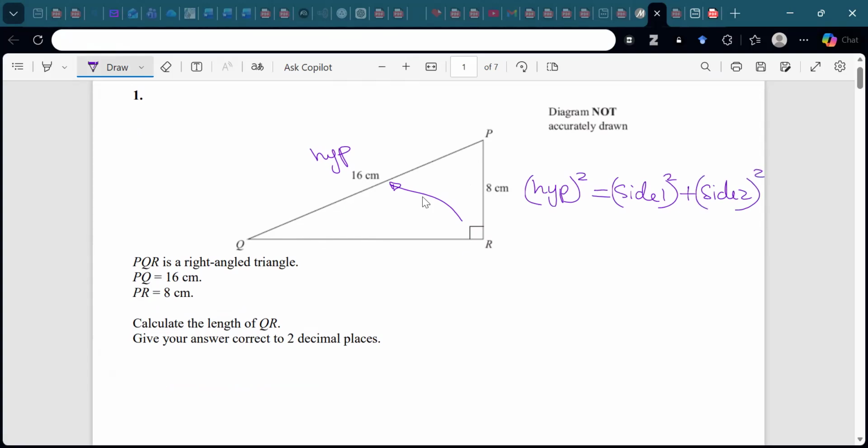So side 1 or side 2 can be any one of them. It is not specific or sensitive to the point where if you use this as side 1 or this one as side 1, it will give you a different result. No, it's not like that. So what we're going to have is the hypotenuse, which is 16 squared, is equal to side 1 squared. Let's use 8 for that one. And then side 2 squared is going to be QR squared. Right? So 16 squared is going to give us 256. 8 squared is going to give us 64 plus QR all squared.